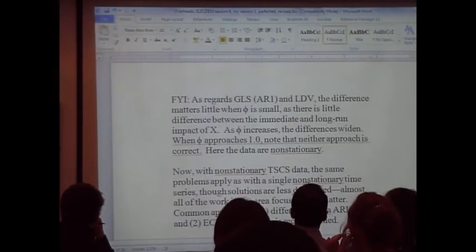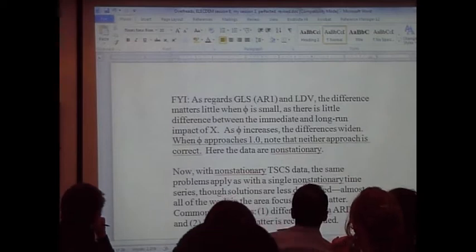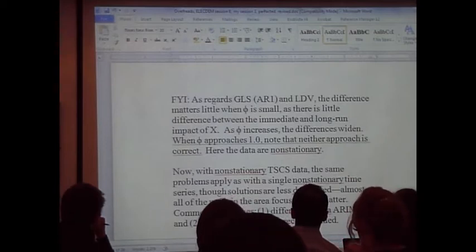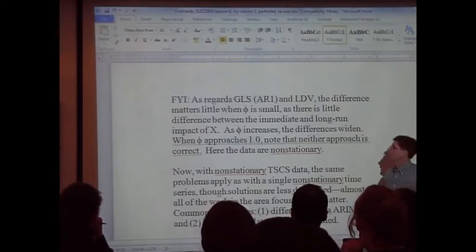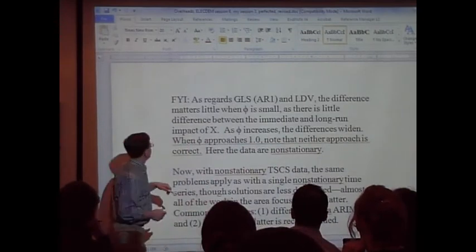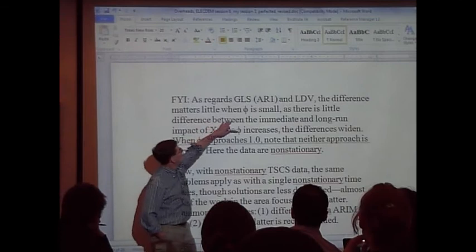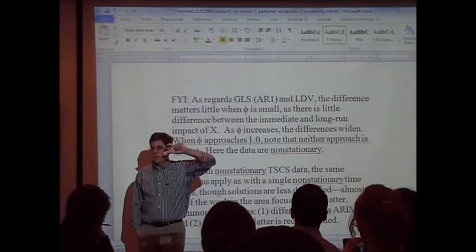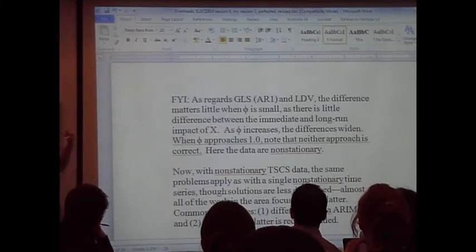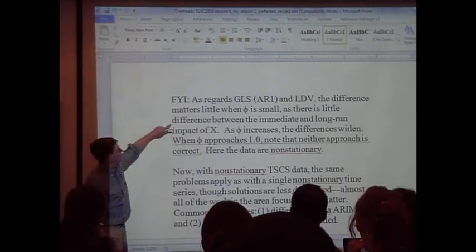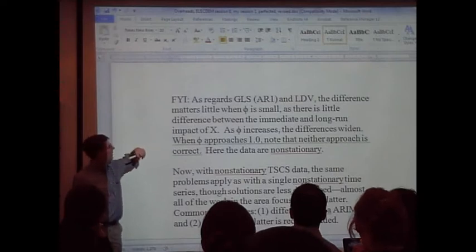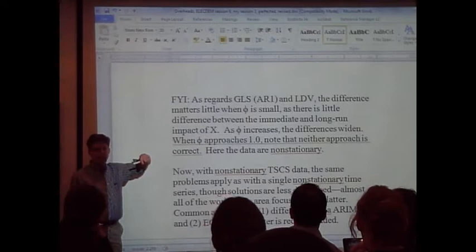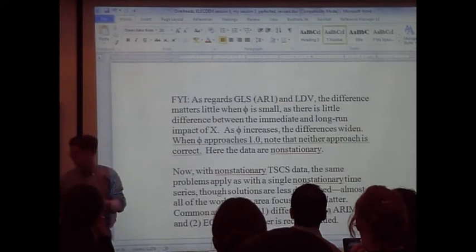As regards this generalized least squares AR1 approach, which is focusing on the errors, and the lag dependent variable, which is taking both the lag x's and the lag errors and assessing their persistence in the future, the difference really matters little when the effect of lag of y is small. This kind of makes sense, as there's little difference between the immediate impact of x and the long run impact of x. Do you understand why that would be?